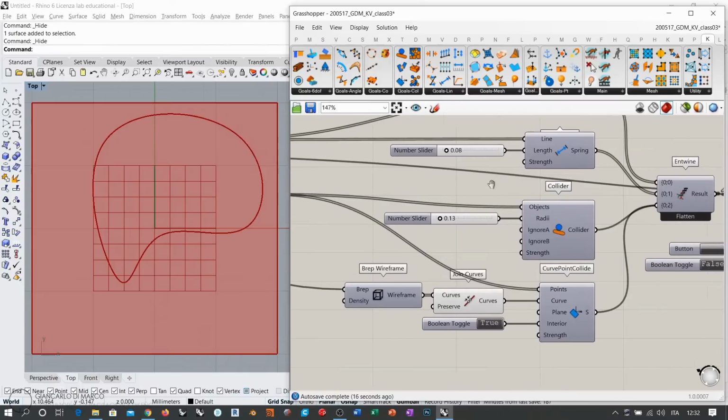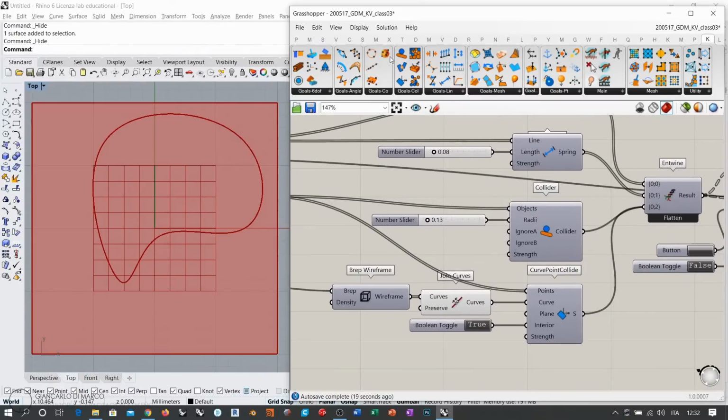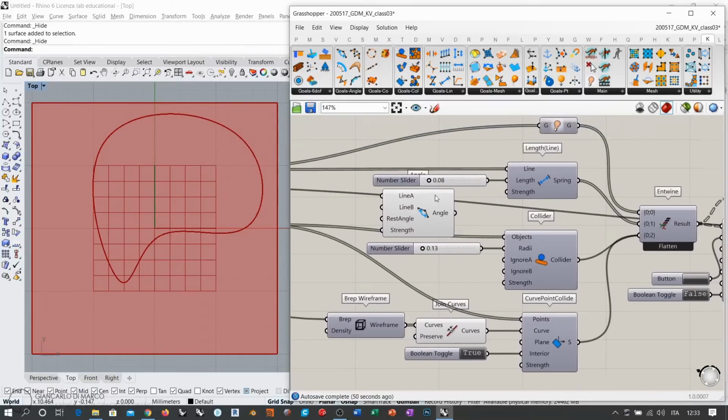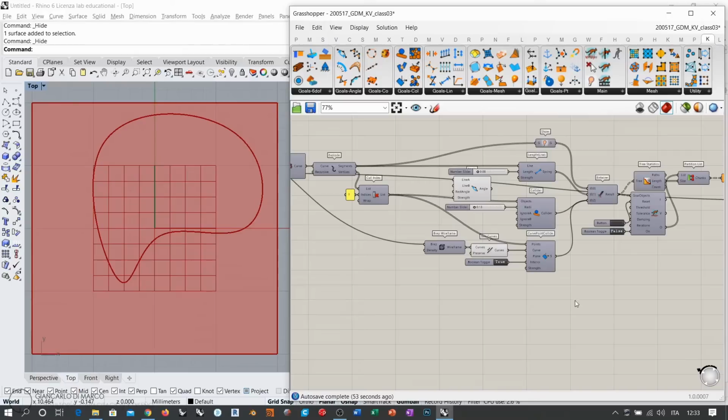Now, how can we do this? In Kangaroo 2, we have this Goals angle group, and the angle group allows us to define or to smoothen a line in several different ways. So what we're going to do right now is use the simplest one, which is angle. But you can also investigate something like clamp angle, or angle snap and so on. But angle is the simplest way to achieve this goal.